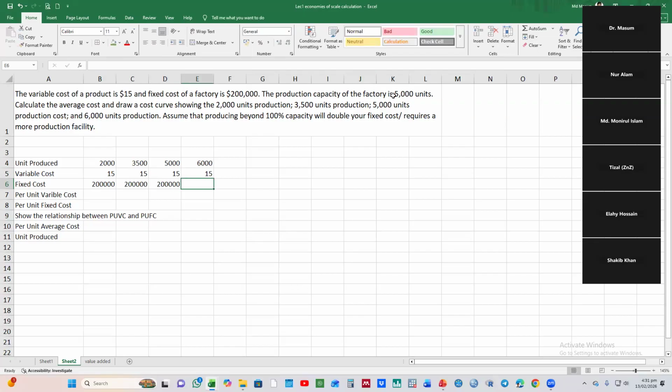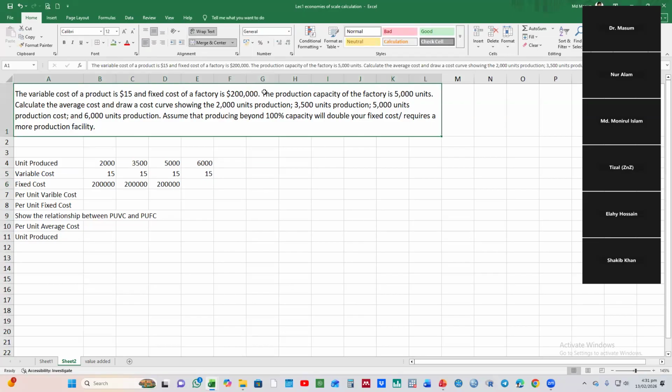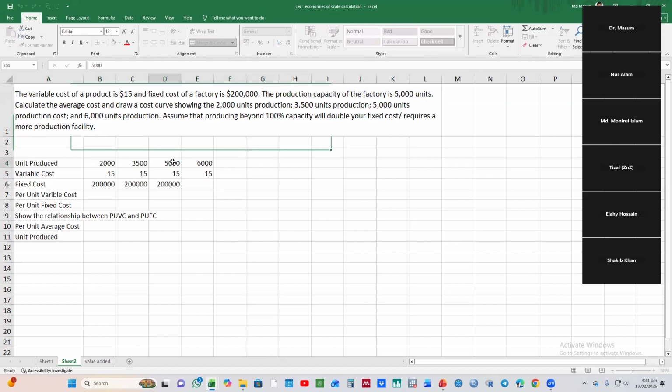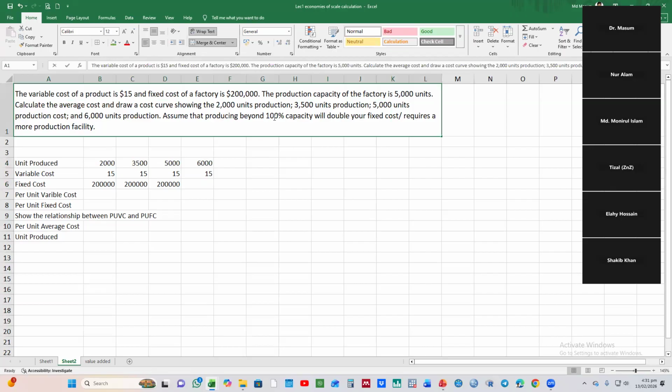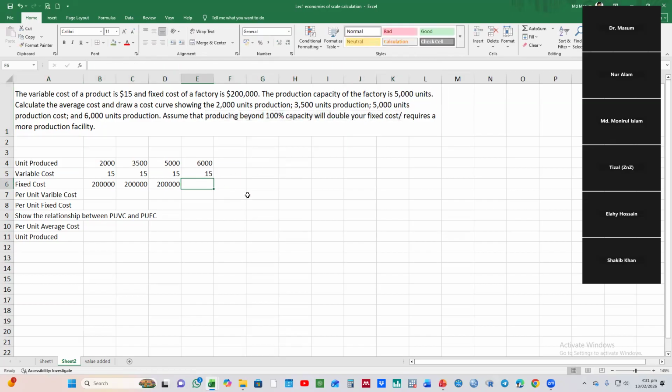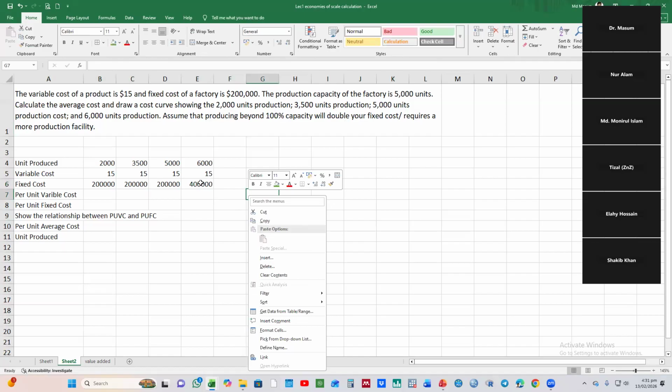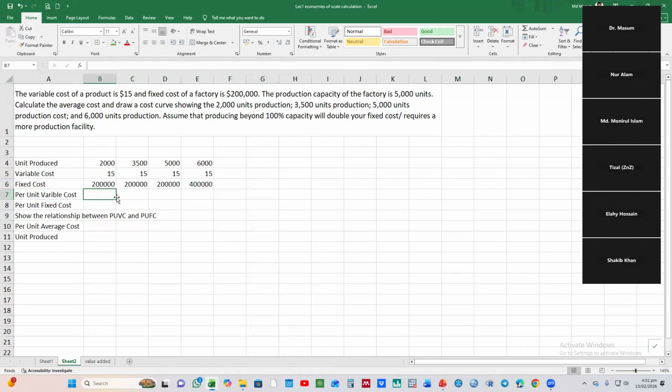But when you are producing beyond your capacity, what is your capacity? The production factory capacity is 5,000. What will happen when you go beyond 5,000? When the company produces beyond 100% capacity, it will double the fixed cost. So your fixed cost will double to 400,000. So what will be the per unit fixed cost? Fixed cost divided by how many units you are producing.